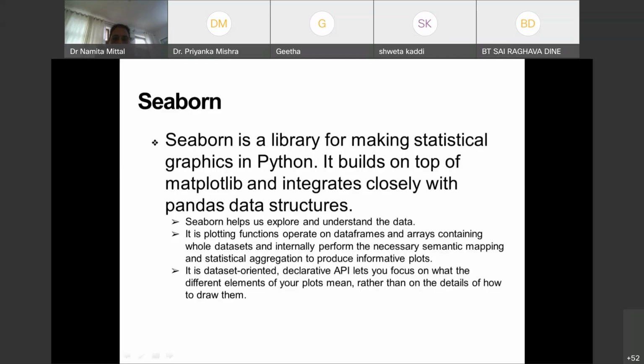Seaborn is an important part of this. Why do we use Seaborn if we have matplotlib? Seaborn is built on top of it. Basically it is for statistics. Statistics is used a lot in data science, and when we make graphs using statistics, Seaborn is used. I'll take a few simple examples.